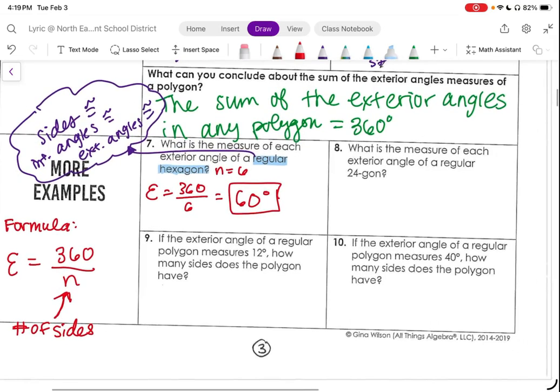Let's take a look at number 9. Or actually, try number 8 on your own really quick. Number 8, try that one on your own. I'll give you a minute.